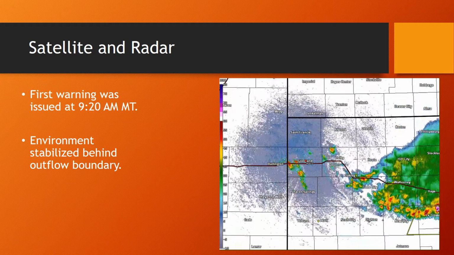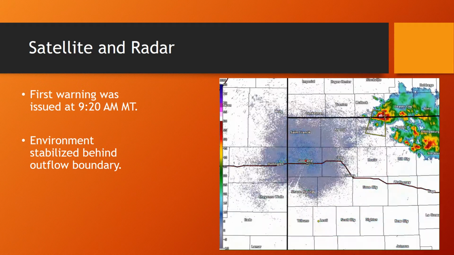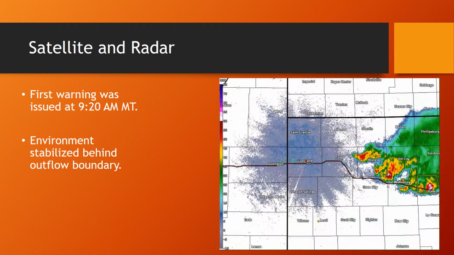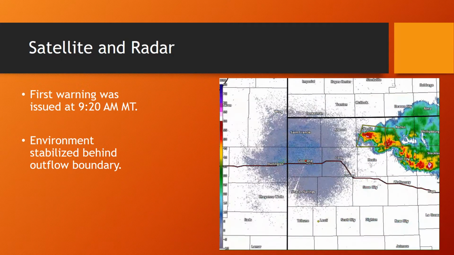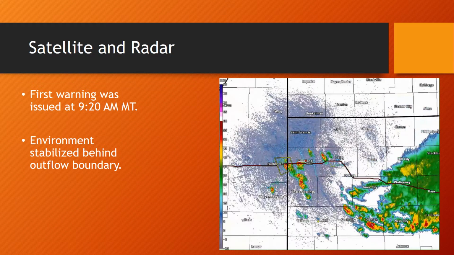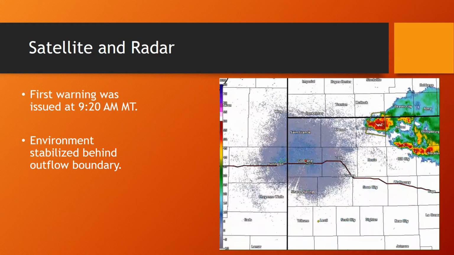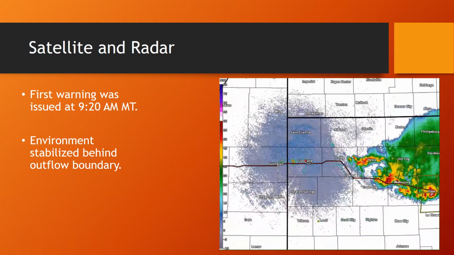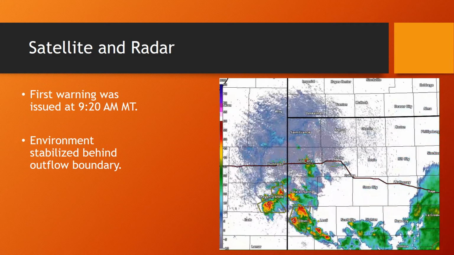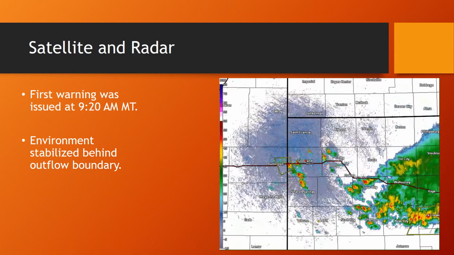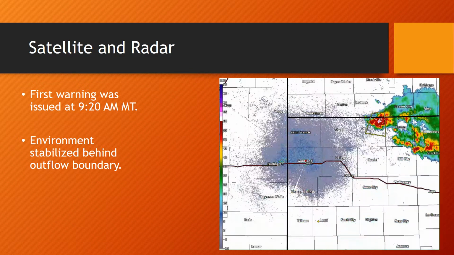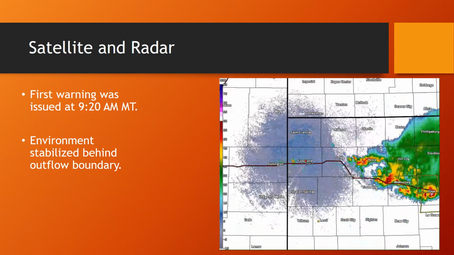We send it out, and within a minute, we actually get a phone call from the Red Willow County Dispatch Center of, I believe it was, half size hail. So we continue with the warnings, as you can see, over the eastern part of the area. And then while we're doing that, we actually have another area of storm activity flare up along that stationary boundary that was roughly along Highway 27.